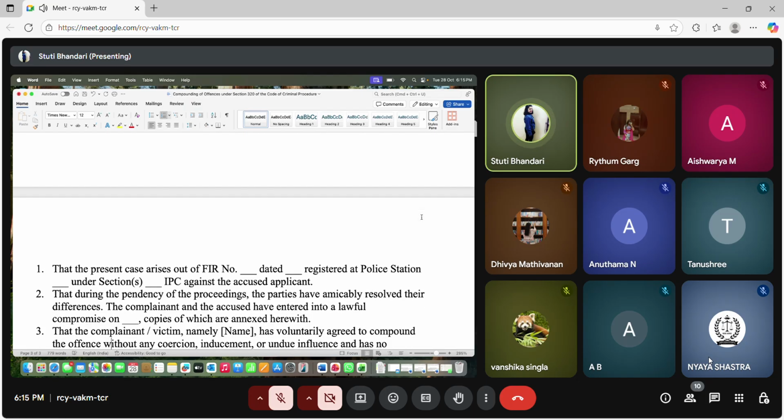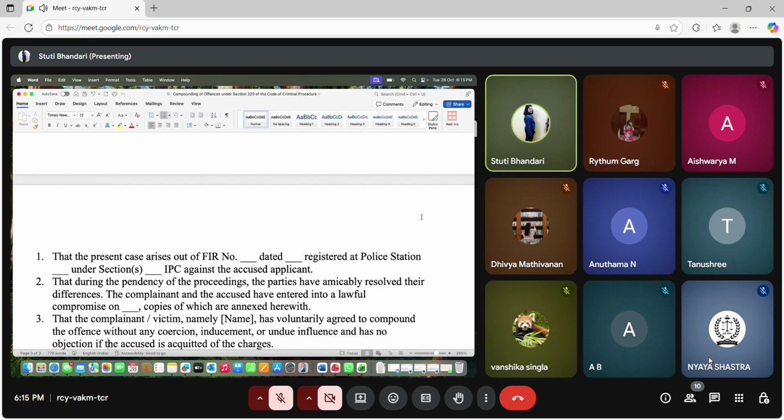That during the pendency of the proceedings, the parties have amicably resolved their differences. The complainant and the accused have entered into a lawful compromise on dash, copies of which are annexed herewith. What is the similarity with the compromise we filed in a civil suit? There also you had to file a lawful compromise deed and a copy of that as an annexure. Here also, whatever the terms of compromise are between the parties, you have to file that.